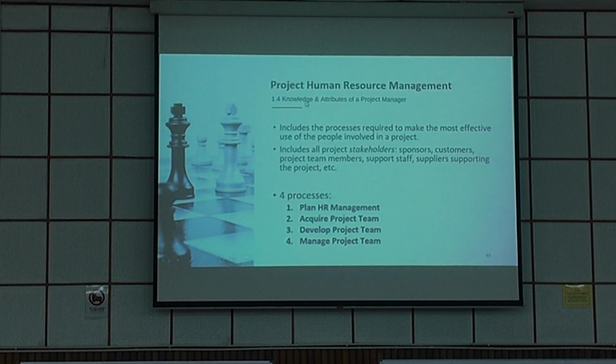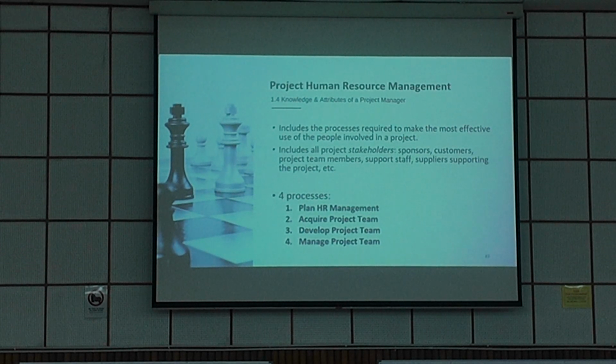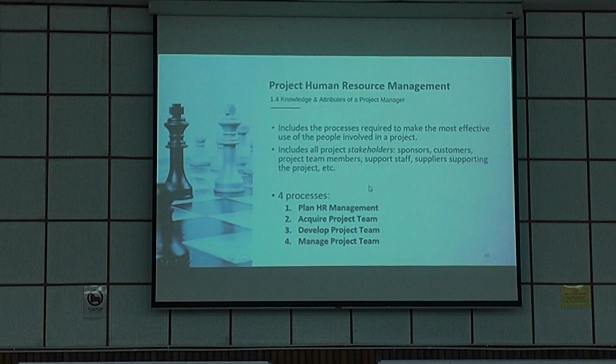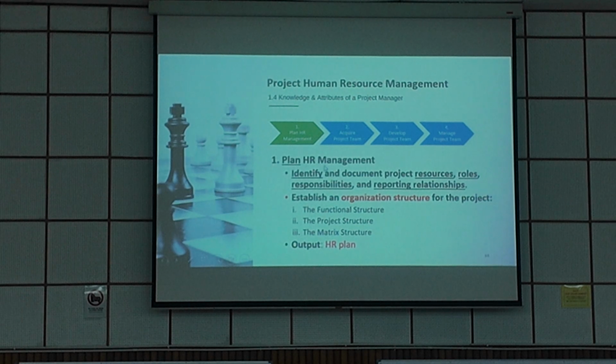So for project human resource management, there are 4 processes: plan HR management, acquire project team, develop project team, manage project team. So these are the major activities in project HR resource management. Okay, so plan HR management. Always start with planning.